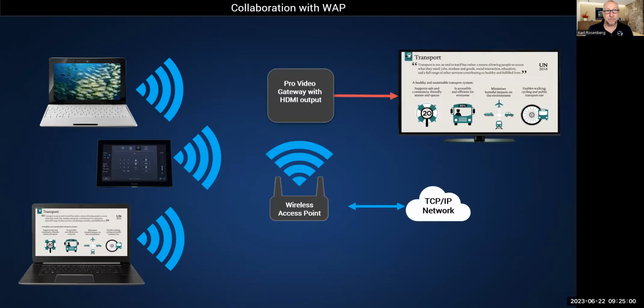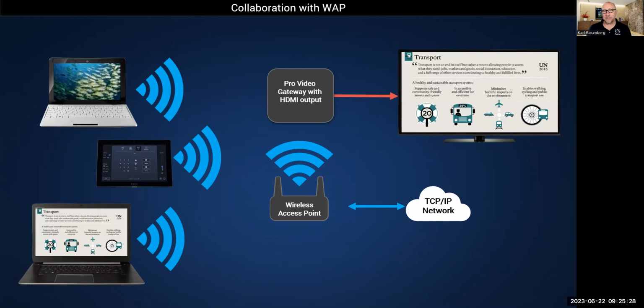The reason for this is because there's compression involved. You are using the WAP, the wireless access points, and you are using some sort of a pro video gateway with an HDMI output that goes to a television. This does work, but in super critical applications, like if you're looking at really tight Excel spreadsheets or maps for a scientific application, maybe not the best solution, but it is very convenient to use.